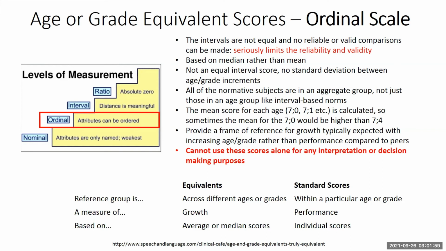In summary, the reference group for equivalent scores are across different ages or grades. For a standard score, they would be within an age or grade. The equivalents are a measure of growth, while the standard scores are a measure of performance. The equivalents are based on an average or median score, whereas the standard score is based on individual scores.